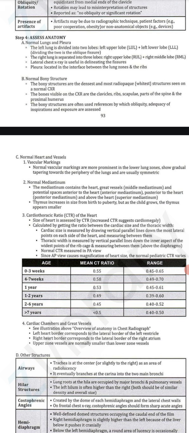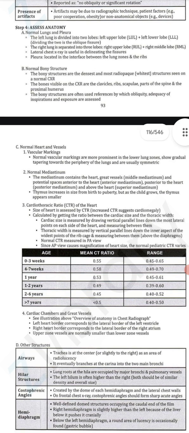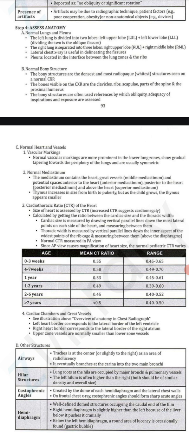Cardiac size is measured by drawing vertical parallel lines down the most lateral points on each side of the heart and measuring between them. Thoracic width is measured by vertical parallel lines down the inner aspect of the widest points of the rib cage, measuring between them above the diaphragm. Normal CTR is measured in the PA view. Since the AP view causes a magnification of the heart size, the normal pediatric CTR varies.